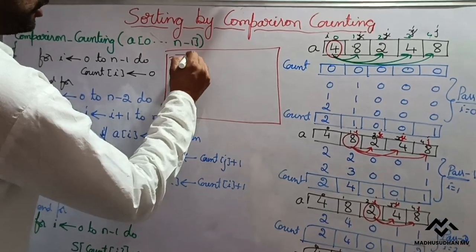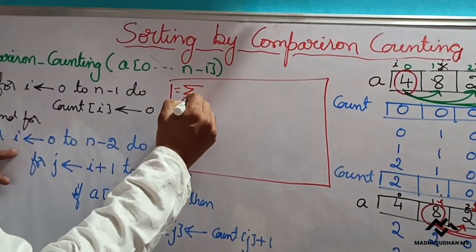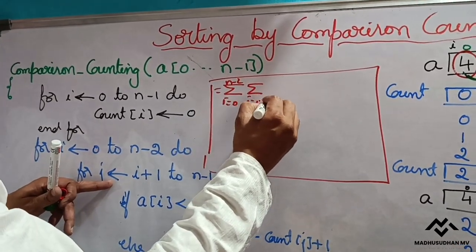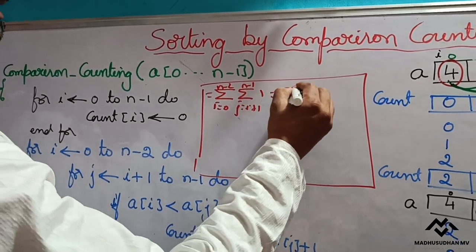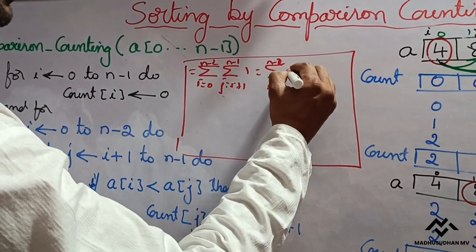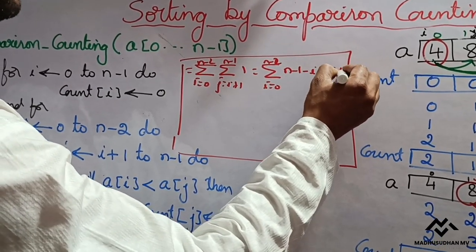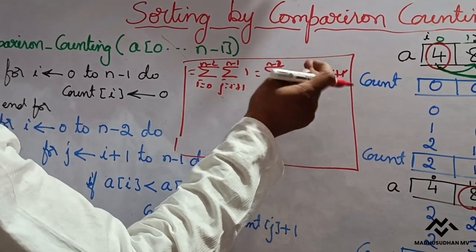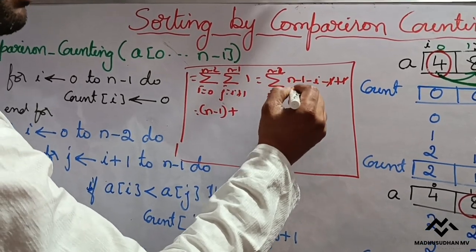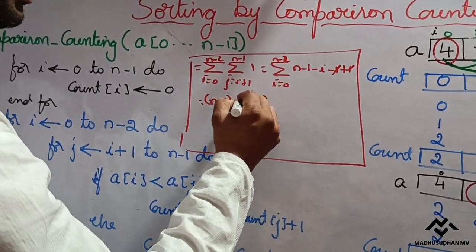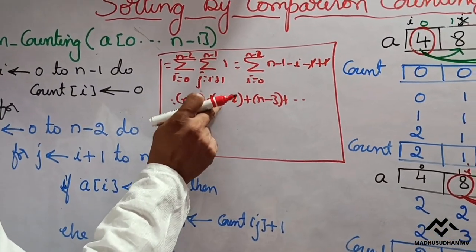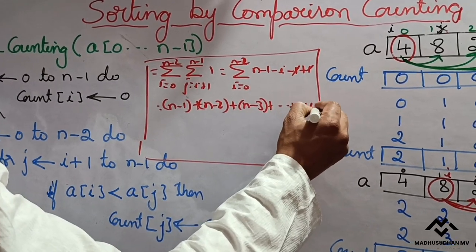So time complexity is equal to, see, for this for loop, i is running from 0 to n minus 2. And this loop is running from j equal to i plus 1 to n minus 1. This is nothing but upper limit minus lower limit plus 1. Now you replace the i value: first time 0, then it becomes n minus 1. Next, plus with i value 1, it is n minus 2. Like that it goes n minus 3, it keeps decreasing, until the last term is 1.